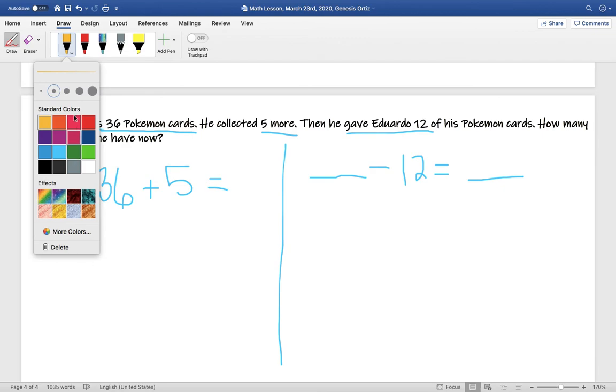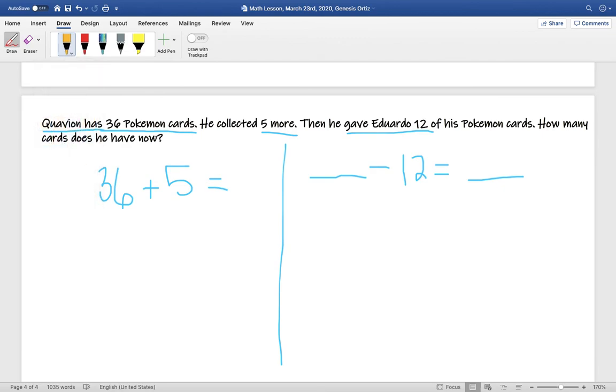Alright, so this is a really easy addition problem. I can just count on 5 to 36. So 36, 37, 38, 39, 40, 41. So my answer is 41. So Quavion has 41 Pokemon cards. Now guess what I'm going to do with this special number? I'm going to bring it over and write it down. So now I have 41 minus 12.